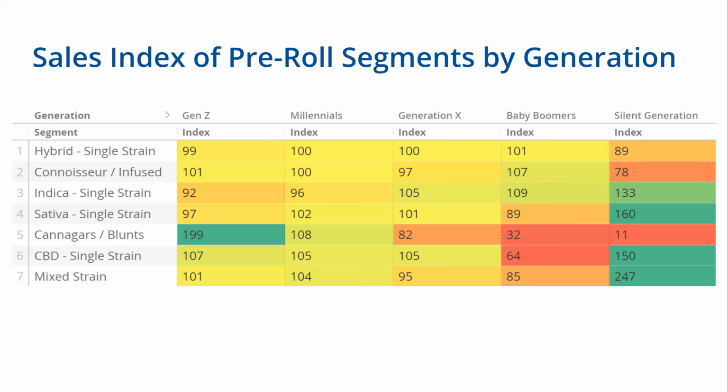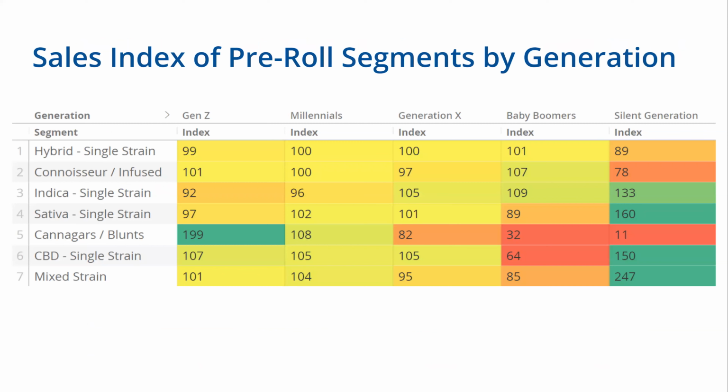So this index chart above, similar to what you saw with Cooper, compares how different age groups spend their money within the pre-roll category. So over 100 would mean the group spends comparatively more on the segment. Less than 100 means they spend comparatively less on the segment. And younger age groups, which include Gen Z, millennials, and Gen X, are fairly similar in how they spend in the pre-roll category, with one outlier. Gen Z greatly over-indexes in the sales of Canagars and Blunts. Products within this segment tend to be larger than your typical pre-roll, making this an ideal purchase for younger customers looking to use in a social situation.